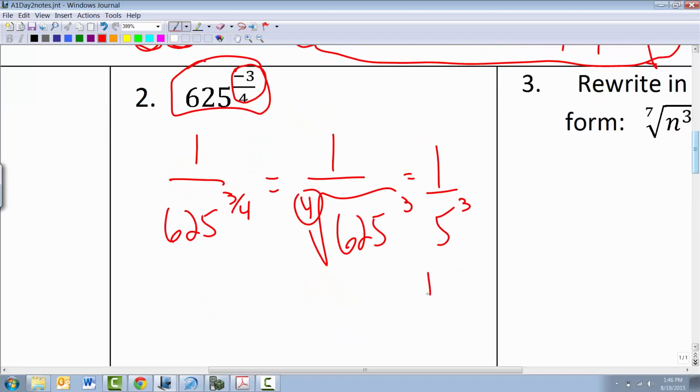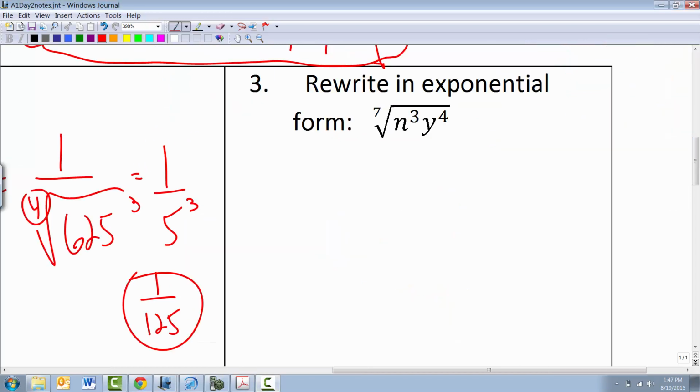125, so it's 1 over 125. You will be asked to do that without a calculator. Now, in your homework, read your directions. This simply says, write this in exponential form. This is a wax on, wax off. Just do it to get used to the rule.